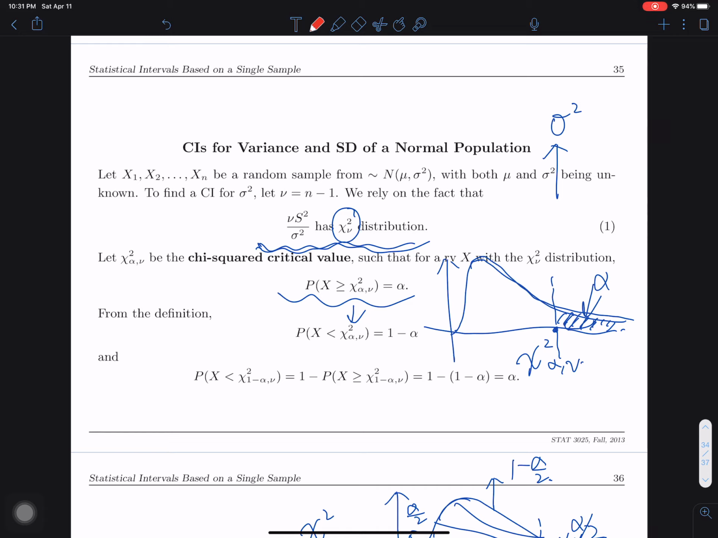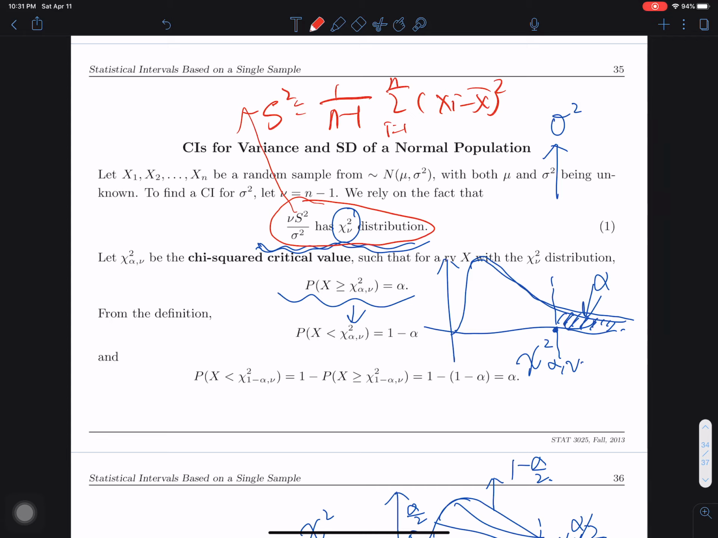We've talked about confidence interval for mu, for p. Now we talk about confidence interval for variance and standard deviation of a normal population. Here's another fact. Suppose S squared is our sample variance, which is defined to be the sum of squares over n minus 1, then this quantity has a chi-square distribution with nu degrees of freedom.